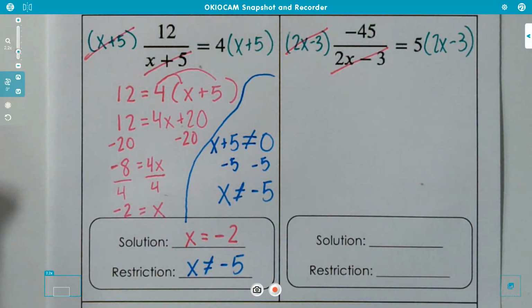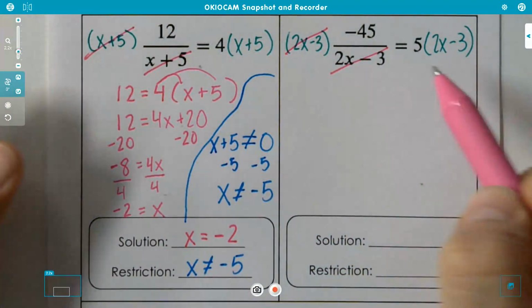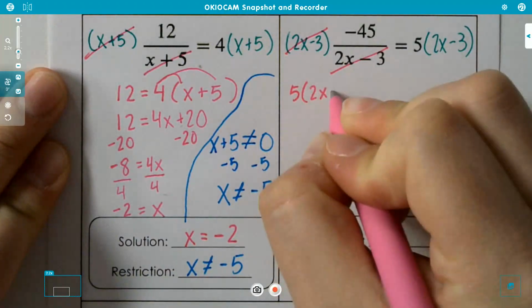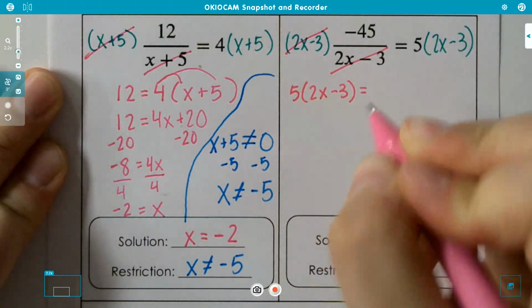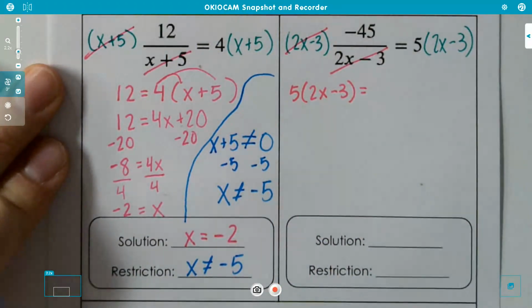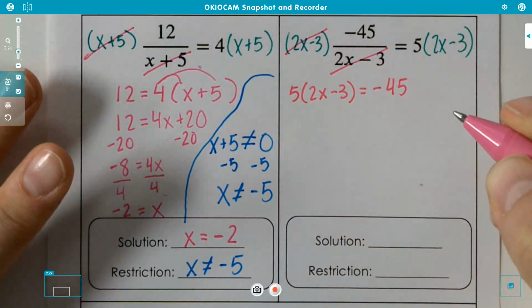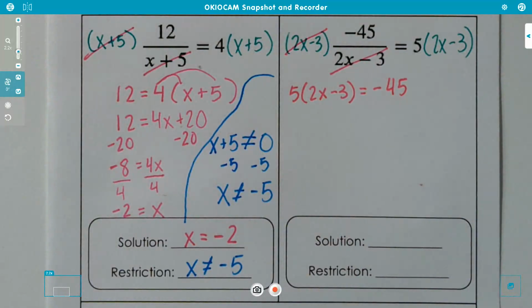And then on this one, I'm going to solve it the other way so you guys can see that we can do this. We can take the 5 times 2x minus 3. I'm going to put that first. Equals. And then I'm going to put the negative 45 on the other side. If you did it the other way, just keep going. You should get the same thing as us. I know some of us prefer to have our x is on the left.